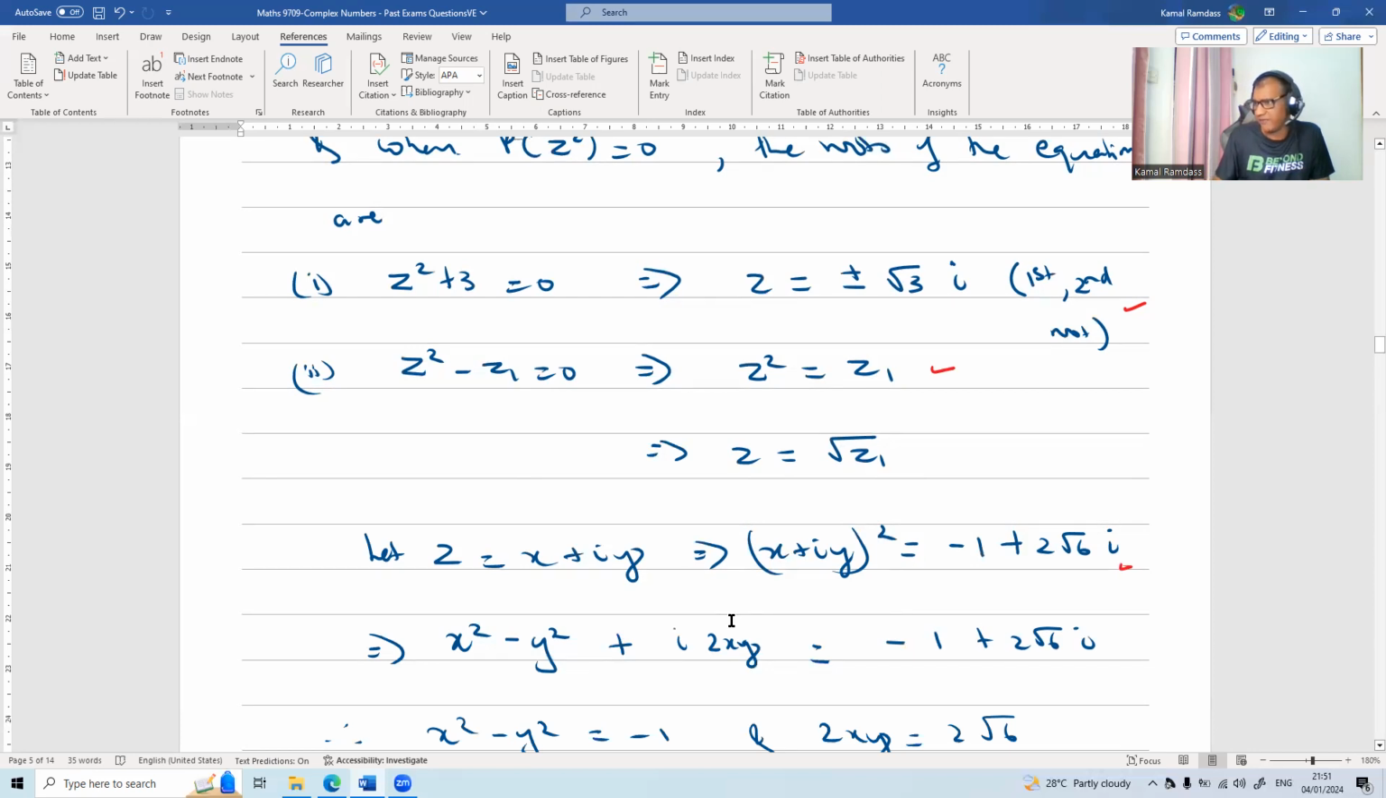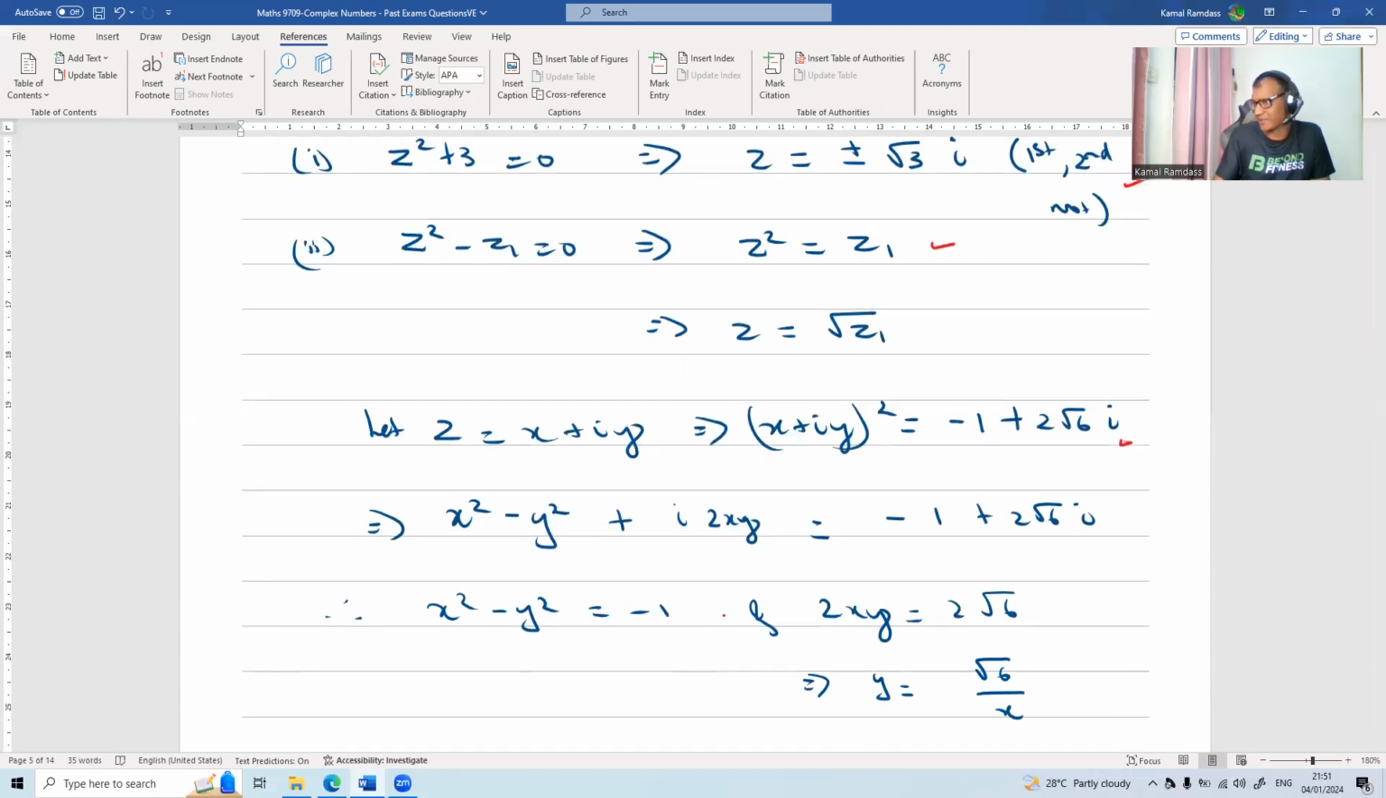OK? Et finally, we get (x + iy)², but we get x² − y², the real part, and i times 2xy, the imaginary part, is equal to −1 + 2√6 i. We get x² − y² is equal to −1, pardon, minus 1. And 2xy is equal to 2√6. y est égal à √6 over x. Tout pour éliminer.